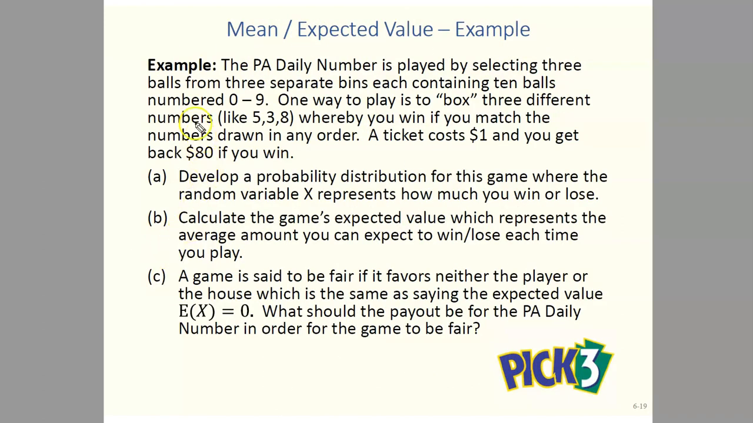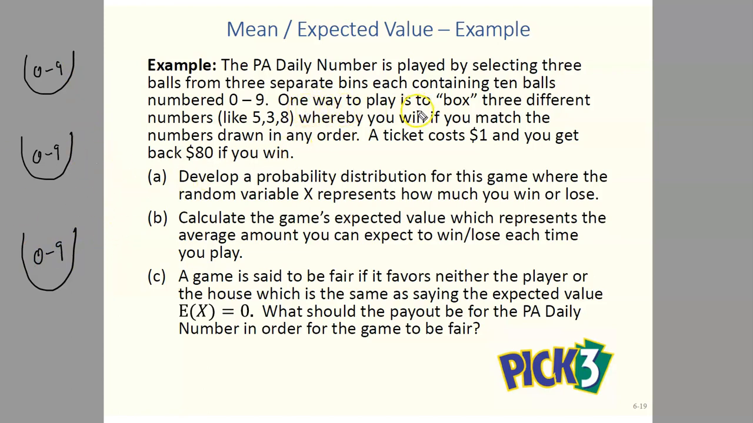Let's take a look at another example here. Let's actually calculate the expected value for a real-world lottery problem. So the PA daily number is played by selecting 3 balls from 3 separate bins, each containing 10 balls numbered 0 through 9. We went over a problem like this previously. So for this problem you have 3 bins. Each bin contains 10 balls numbered 0 through 9. And the lottery selects 1 ball from each bin.